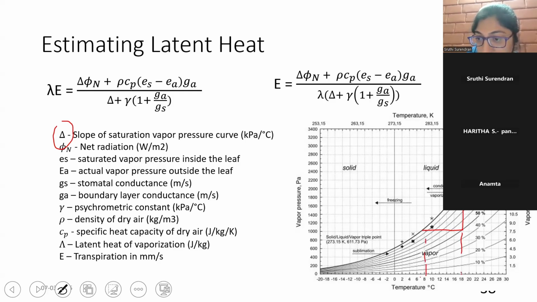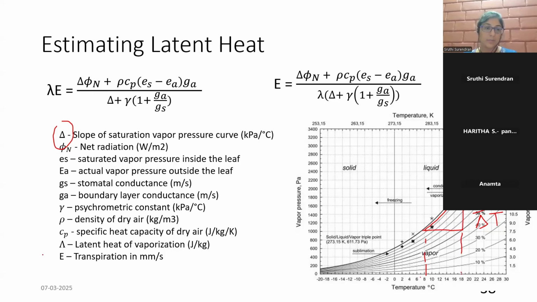So the change in the saturated vapor pressure divided by the change in temperature is what gives us the delta value. The change in saturated vapor pressure will be in units of kilopascal, and the change in temperature will be in units of degree Celsius. So this slope is this delta term over here.